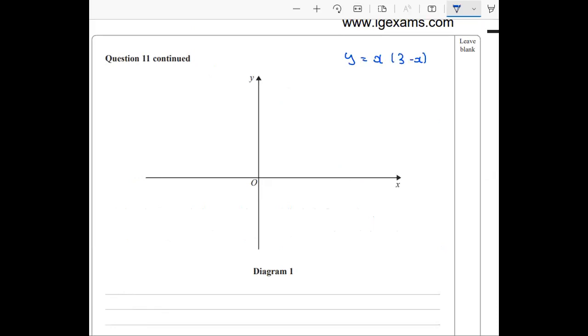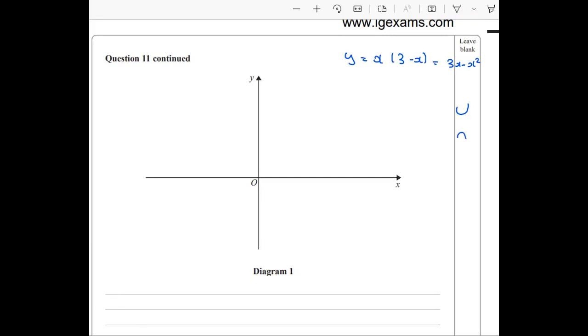So one thing is clear that it would be a parabola, right? Because if I expand it, I am going to get x squared. Yes. y equals 3x minus x squared. So this is going to be a parabola. And let's talk about the shape first. Would it be this type of a parabola or this type of a parabola? It would be like a U.